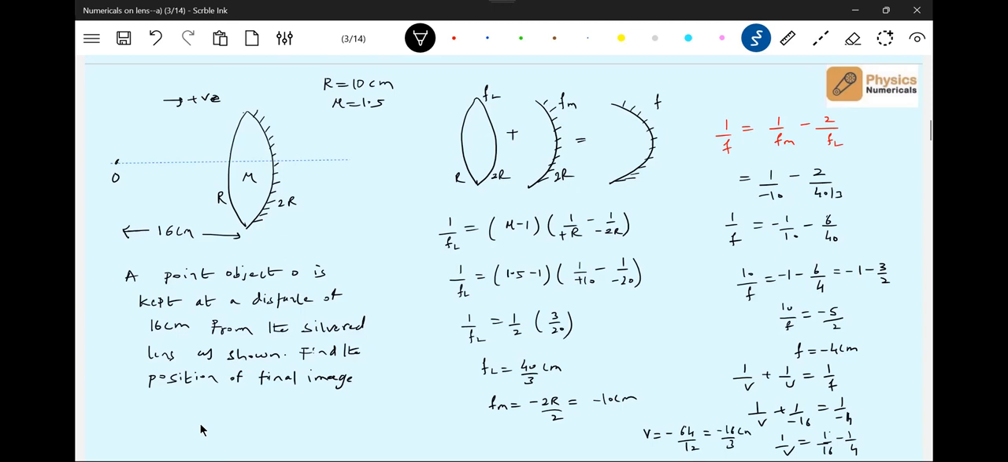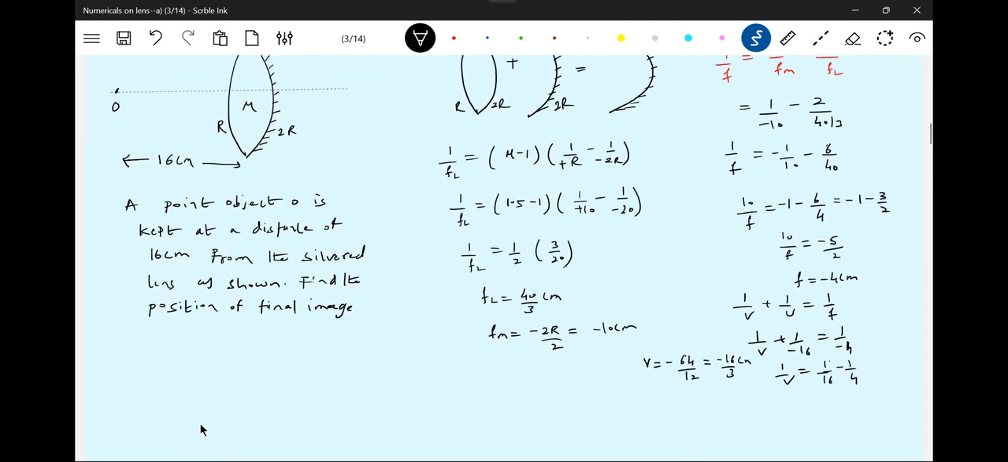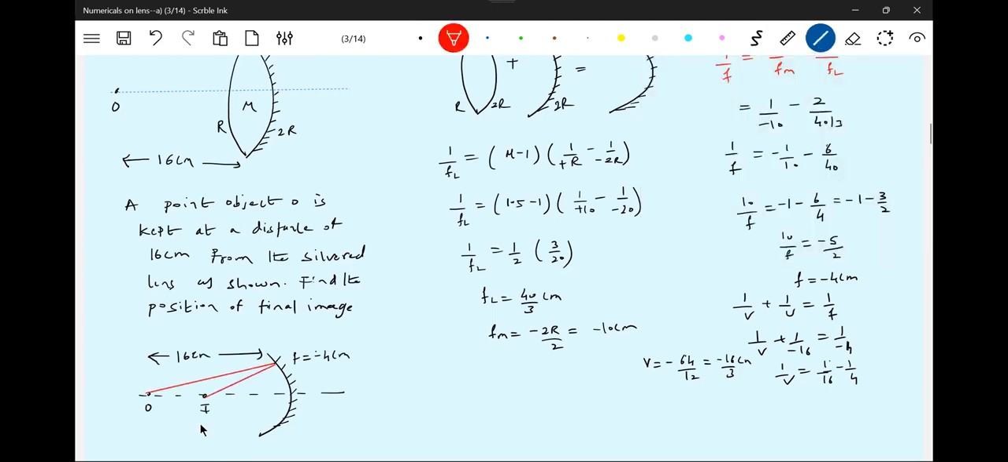Means now, what is actually this one? You have to replace this particular thing here. In place of lens, a mirror will come. Focal length of that is how much? 4 centimeter. You have kept the object at 16 centimeter. At 16 by 3, the image will be here. So how is the overall ray diagram? The ray diagram will be, the ray will go here after reflection.